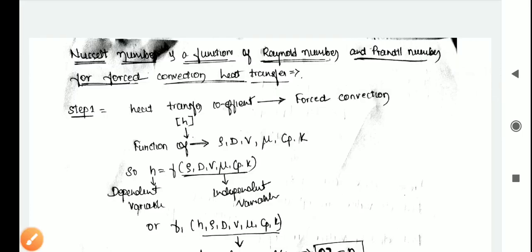Hello students, this comes under module 3, it is forced convection. Okay, this is the important derivation. Nusselt number is a function of Reynolds number and Prandtl number for a forced convection heat transfer.